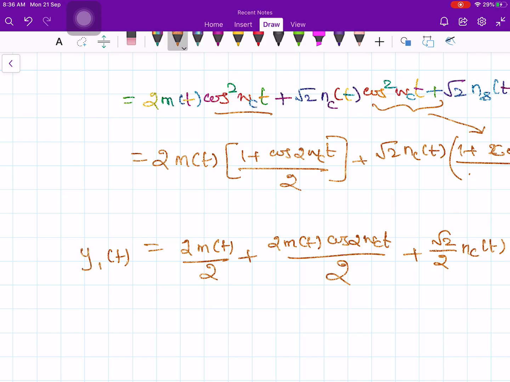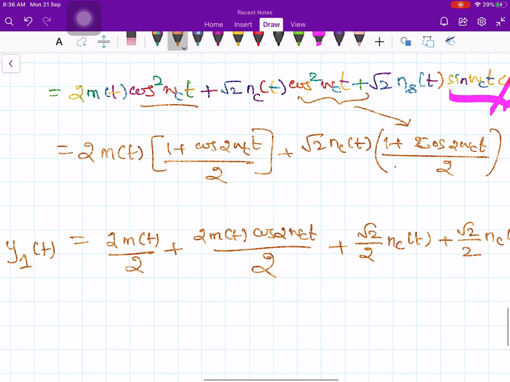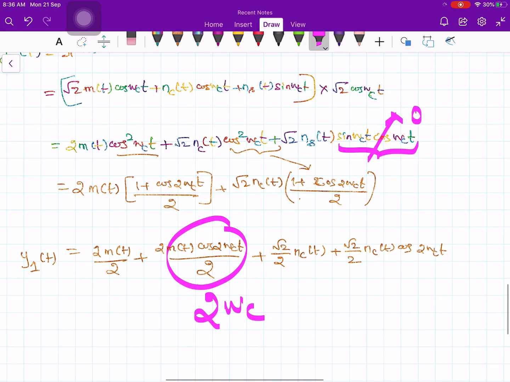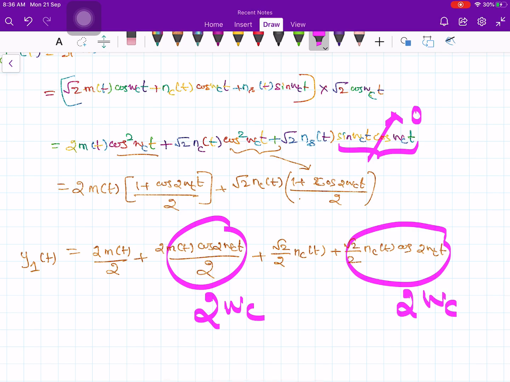Y suffix 1 of t. So this is my y suffix 1 of t. Now what is the frequency component in this? 2 omega c. What is the frequency component of this? 2 omega c, very high frequency. So these two terms will not be allowed by the low pass filter. It will reject them. It will pass through this one and this one.